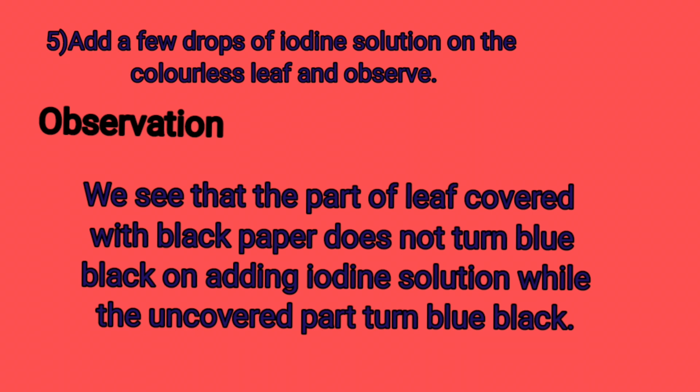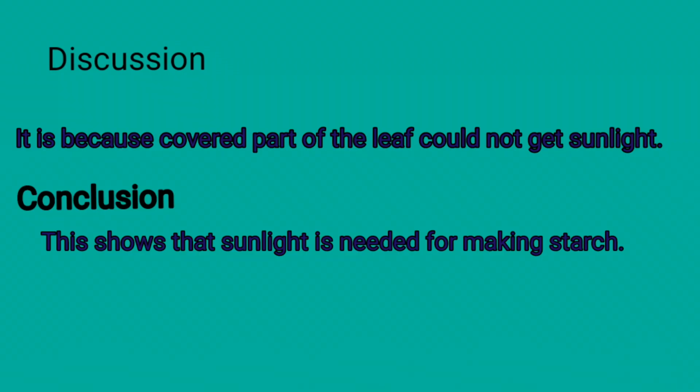Observation: we see that the part of the leaf covered with the black paper does not turn blue-black on adding iodine solution, while the uncovered part turns blue-black. This is because the covered part of the leaf could not get sunlight. The conclusion is that this shows that sunlight is needed for making starch.